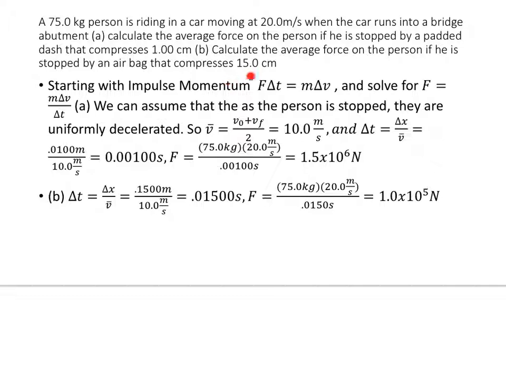Okay, now compare that with the airbag. The time interval for the airbag is going to use the same formula as we used here, but now the delta x is 0.15 meters, 15 centimeters, divided by the same average velocity. So that gives us a much larger time interval of 0.015 seconds. We now compute the force, and the force is 1 times 10 to the 5th newtons. So you can see that this is considerably less than this force.